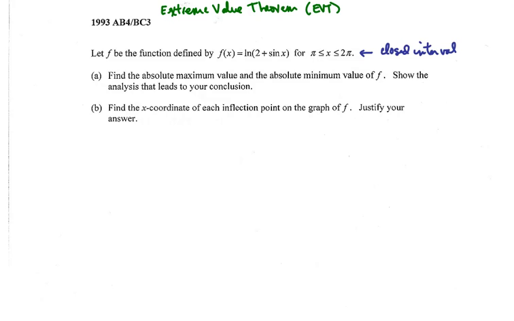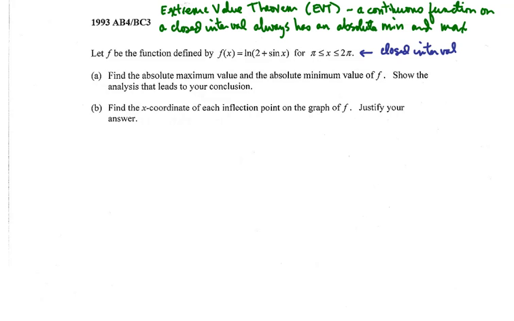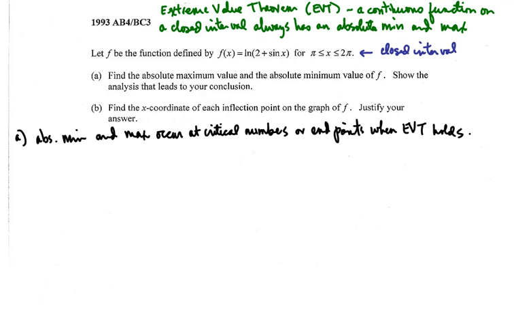The extreme value theorem states that a continuous function on a closed interval always has an absolute min and an absolute max. That is the extreme value theorem. Now, where these occur is what is important to us. Absolute min and absolute max under the extreme value theorem always occur at critical numbers and endpoints. So whenever the extreme value theorem holds, that means we're working with a continuous function on a closed interval, which we are, then the absolute min and absolute max have to occur at critical values, critical numbers, or endpoints.